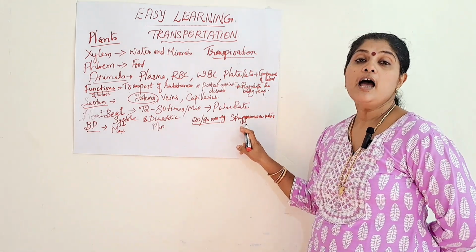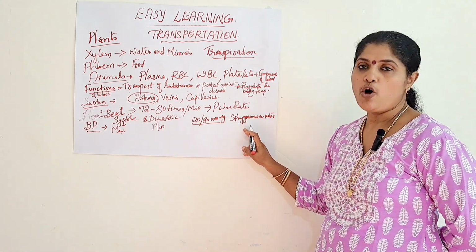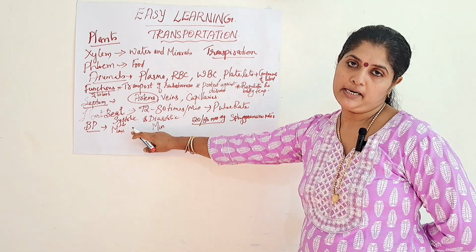Sphygmomanometer is the instrument which is used by the doctors to know the blood pressure of a person.